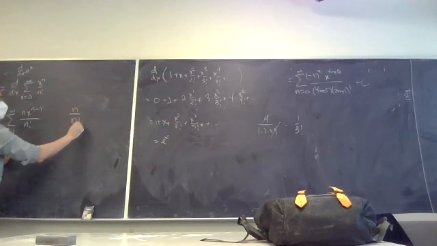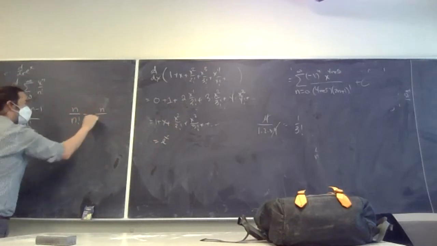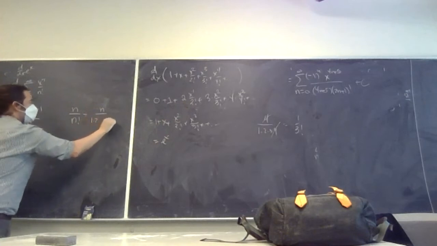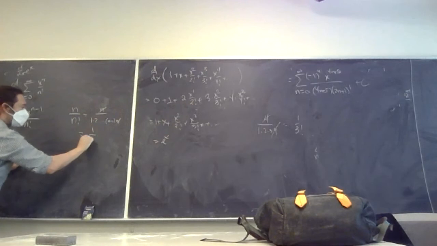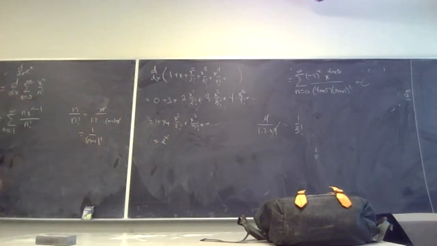n over n factorial is the same as n divided by 1 times 2 times up to n minus 1 times n. And that cancels with this and leaves behind 1 over n minus 1 factorial. n over n factorial is 1 over n minus 1 factorial. Doesn't look like e.